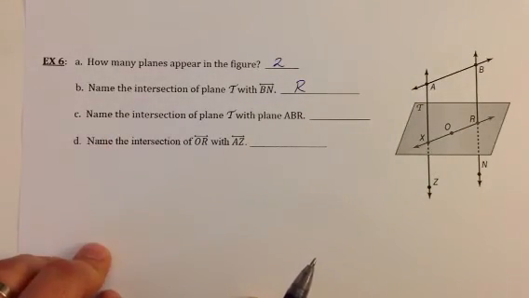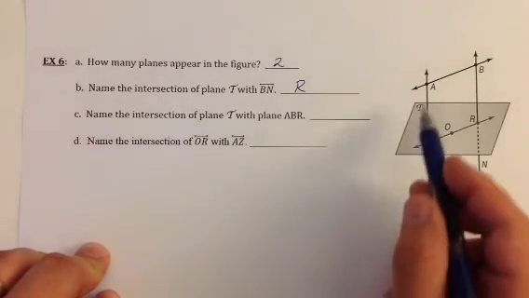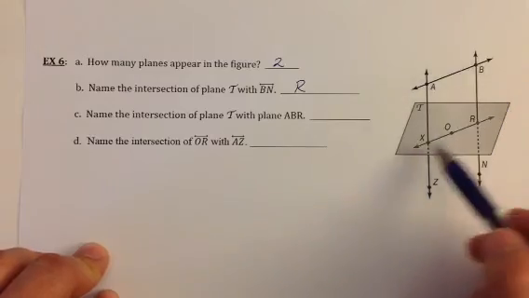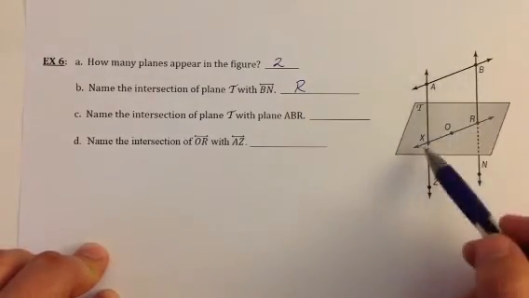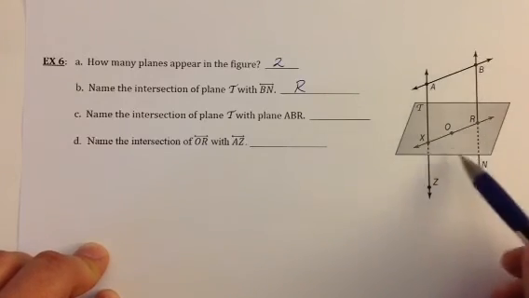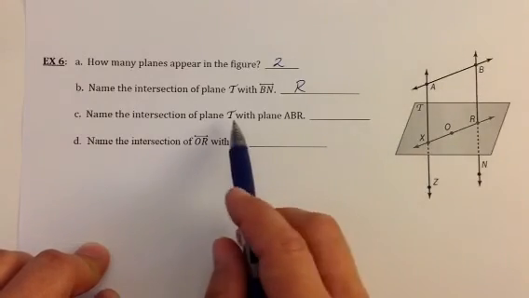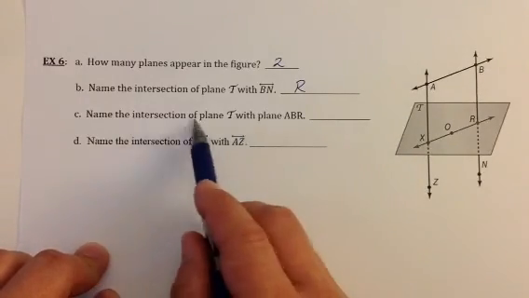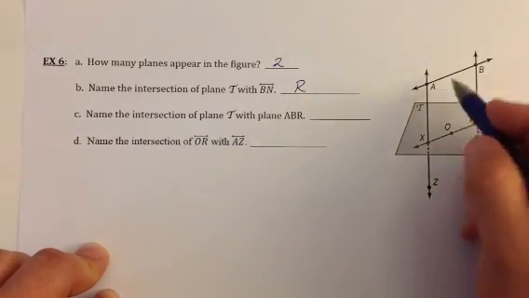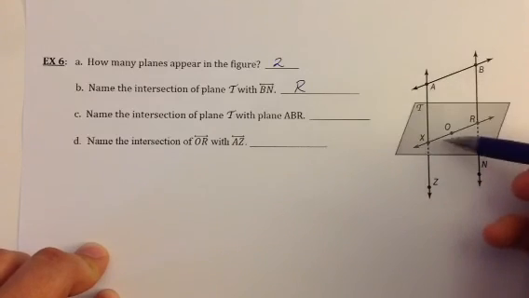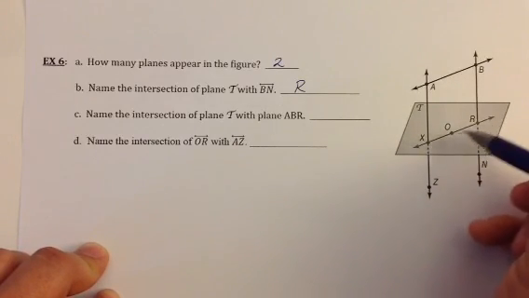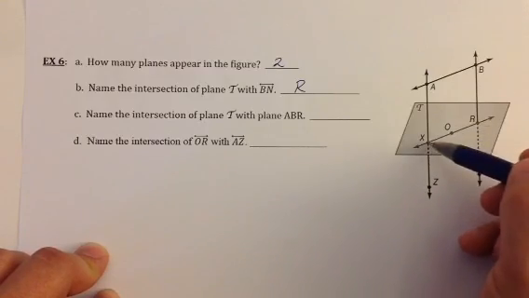Part C, you want to name the intersection of plane T and plane ABR. Now you can see that we are confirming that this parallelogram looking shape is considered to determine another plane. So we want to name the intersection of 2 planes, and you might recall that the intersection of 2 planes is a line. So ABR touches plane T along this line, we can call it XR, or XO.